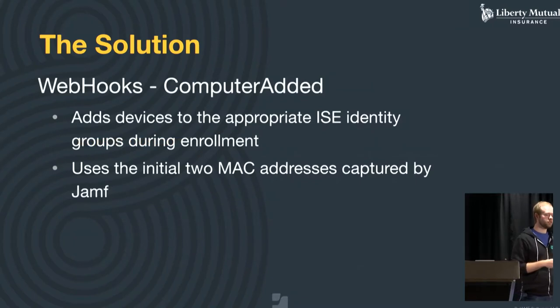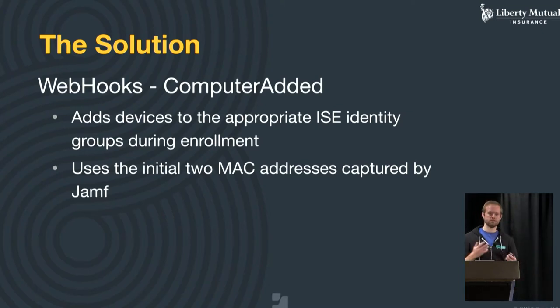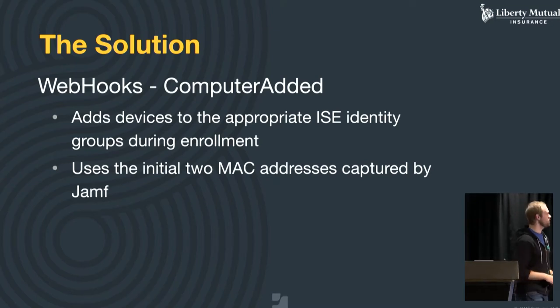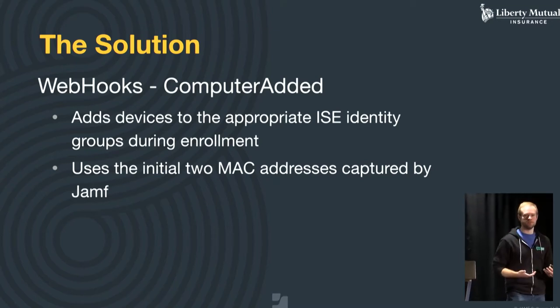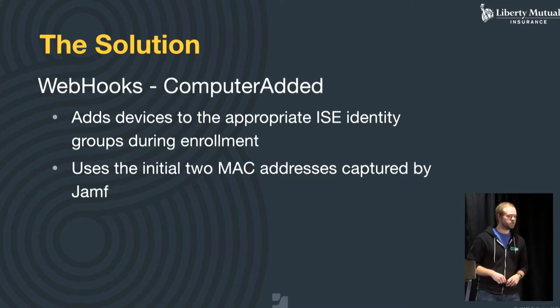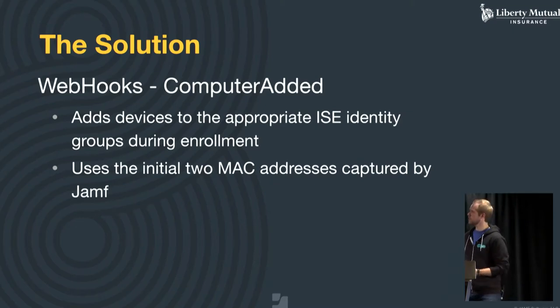So Jamf Sync is good at keeping everything in sync every hour, right? But every hour is not quick enough. There's delays. If a device enrolls while that synchronization's running, it could take up to the next script execution to run. And so we said, all right, how do we do this faster? How do we do this in real time? And the answer was webhooks. So the computer added webhook is basically what we use. So when a computer gets registered in Jamf and this trigger runs, we can, in real time, push that change over to Identity Services Engine to make sure that that device gets pretty much instant access to the network.